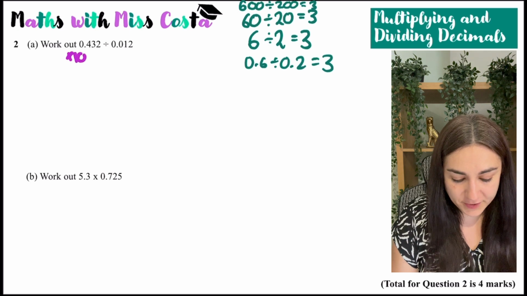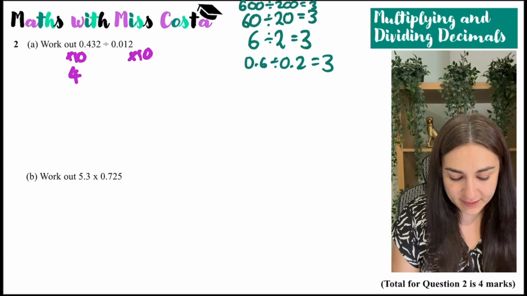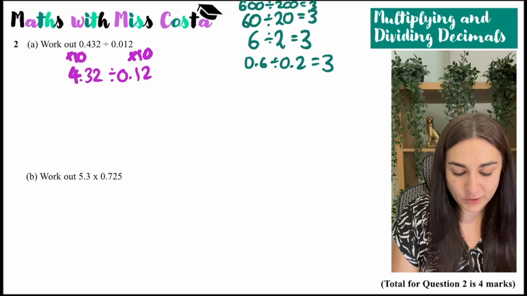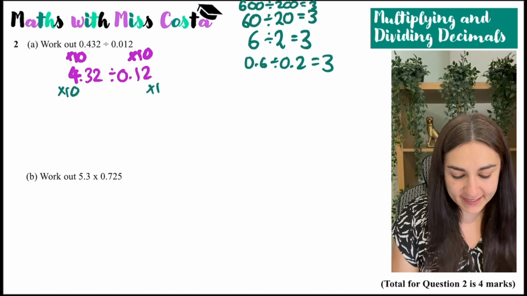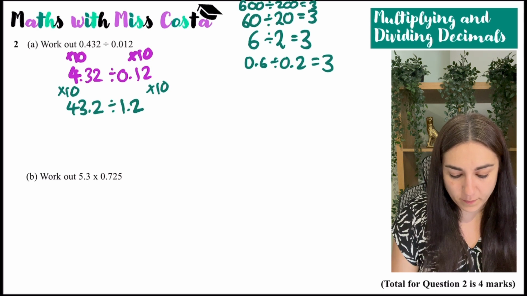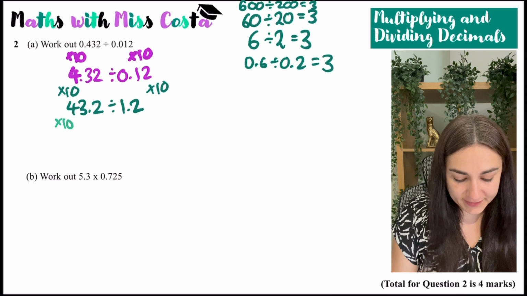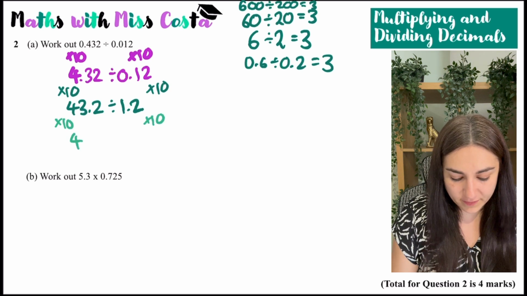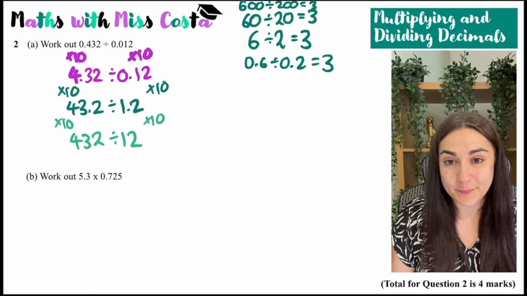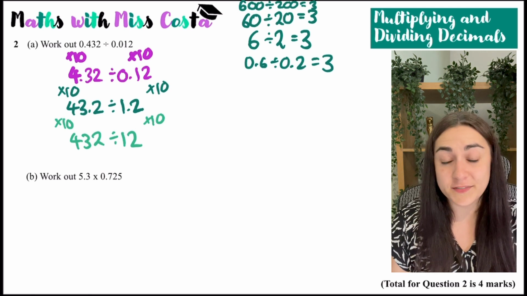So if I times it by 10 first, that would give me 4.32 divided by 0.12. Not so nice. Let's times it by 10 again. That would give me 43.2 divided by 1.2. Still not an integer, still not two whole numbers. If I times it by 10 again, I'd be left with 432 divided by 12. Now I've got some integers, and if you're great at long division, you just do that.